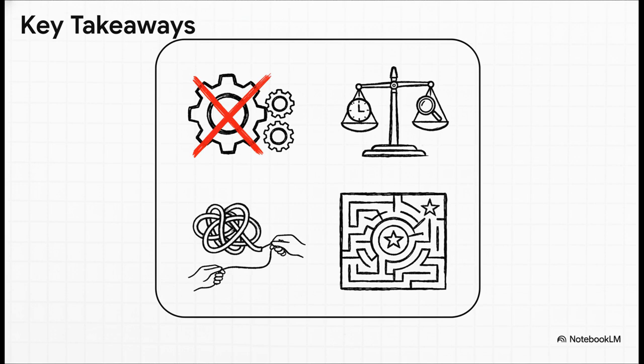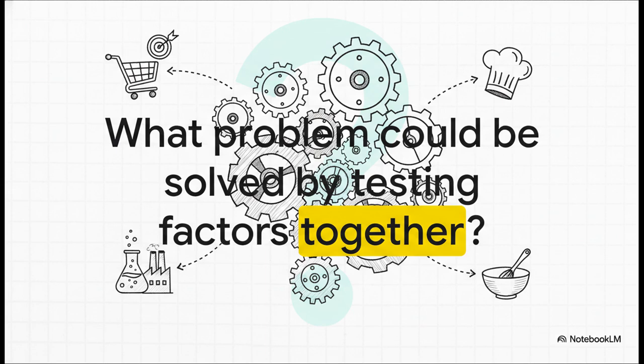2. Be deliberate about your strategy. Consciously make that trade-off between the speed of a fractional design and the certainty of a full one. 3. If you choose speed, you must actively manage the risk of confounding. Hope is not a strategy. And 4. Always use a structured design to get clear, confident answers for messy, complex problems. So I'll leave you with this question. What critical problem are you trying to solve right now, piece by piece, when the real breakthrough is just waiting to be found in the interaction between all those pieces?